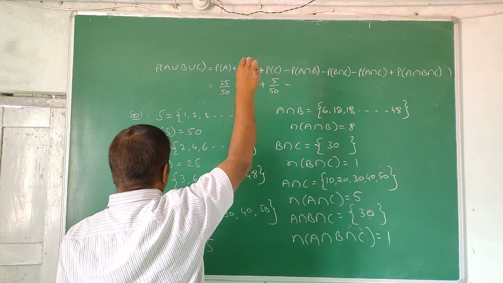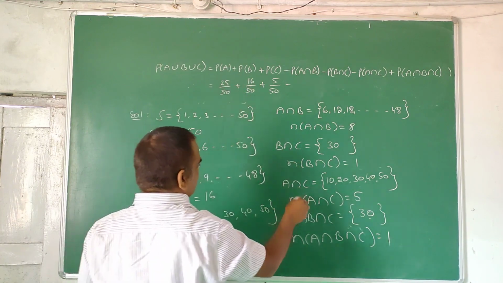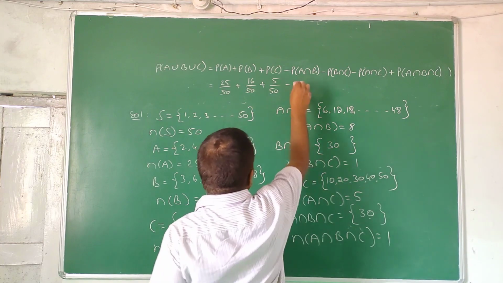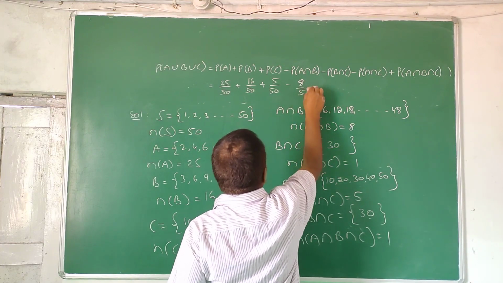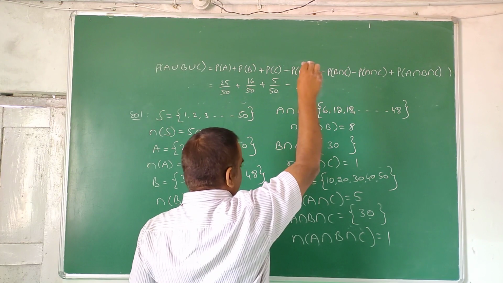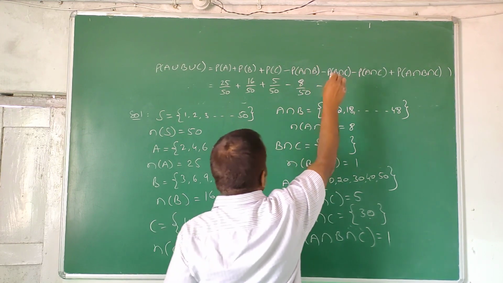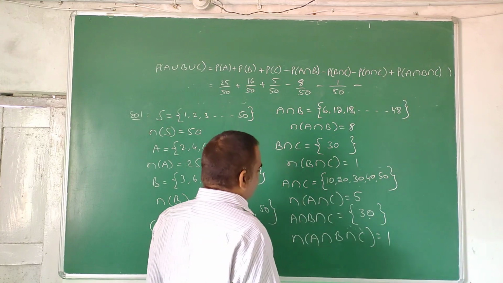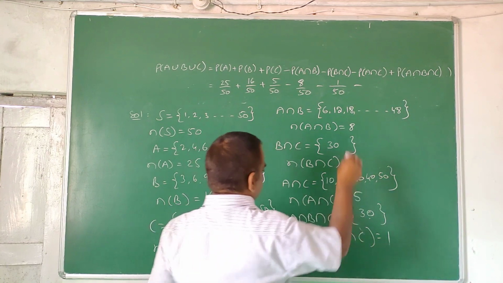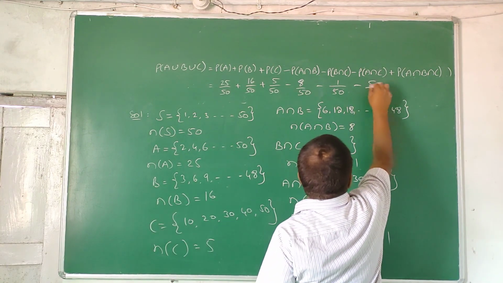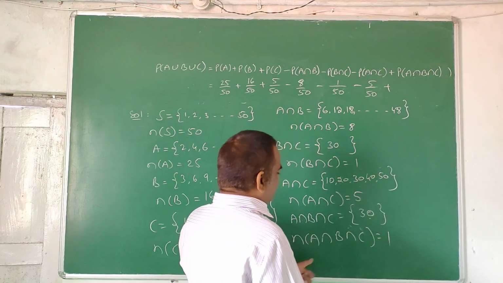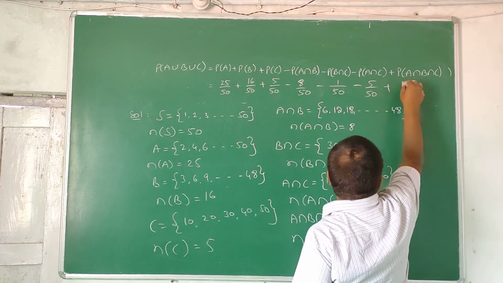minus A intersection B. How much did you get? n(A intersection B) is 8. So 8 by 50. B intersection C is 1 by 50. A intersection C is 5. So 5 by 50. n(A intersection B intersection C), how much did you get? 1. So it is 1 by 50.